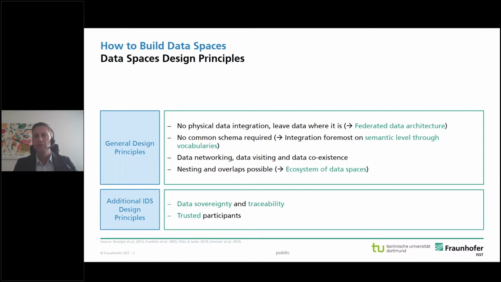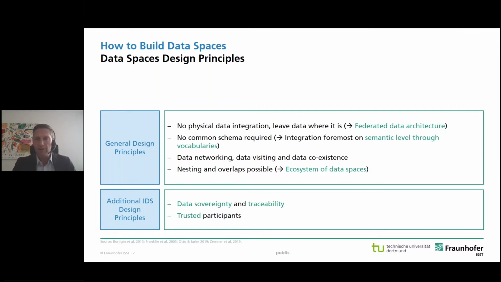So there are rooms in rooms, spaces in spaces, which is an important aspect which we see later on as well. What we did, as you rightly said, with the IDS initiative is to extend these fundamental design principles by two additional ones. The first one is related to data sovereignty, but also to data traceability to a certain extent, because in order to trust in a data sharing scenario, I also want to oversee what happens to my data once I have shared it, right?